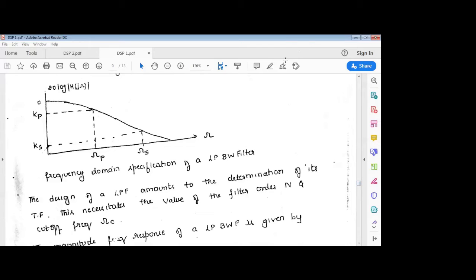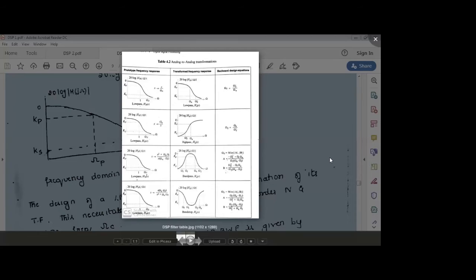I will just show that particular table also. Here you can see, this is the analog to analog transformation table which we have to refer to for designing any of the filters. If I want to design a low pass filter, the first thing is, of course, designing a prototype frequency response. From the prototype frequency response, we will convert into the transformed frequency response.